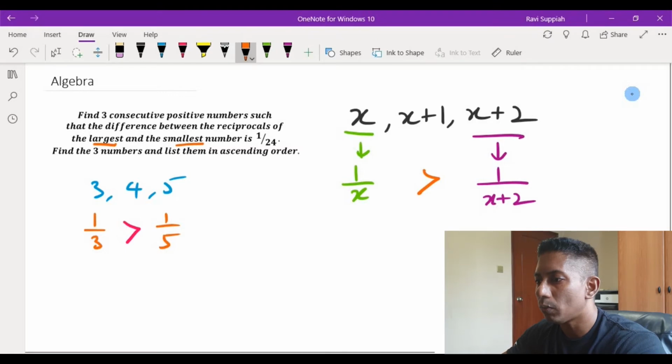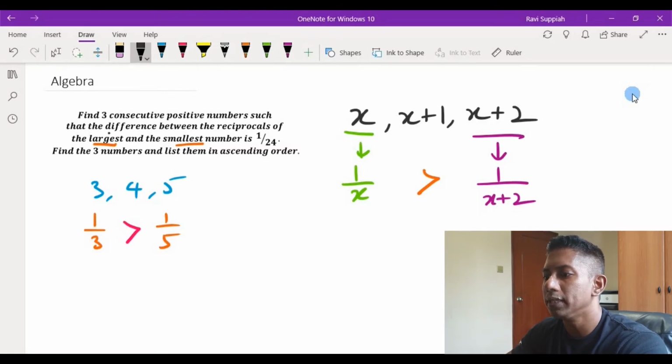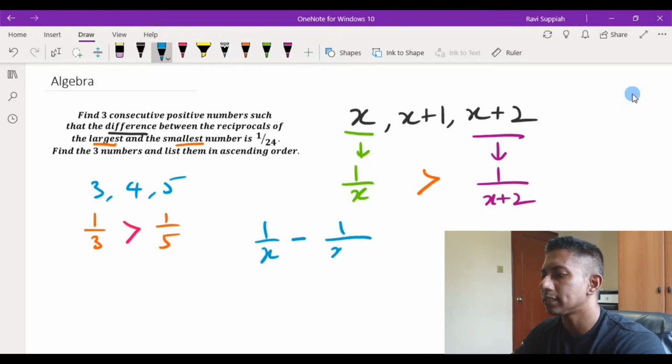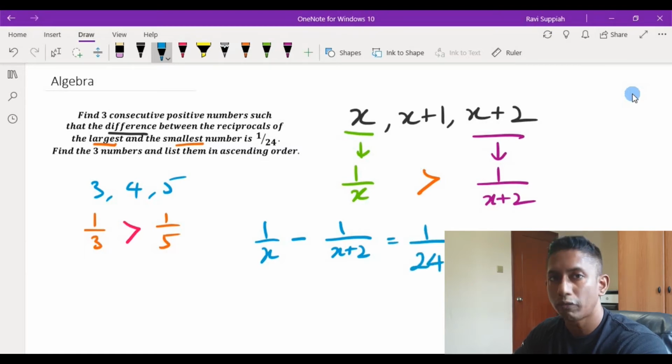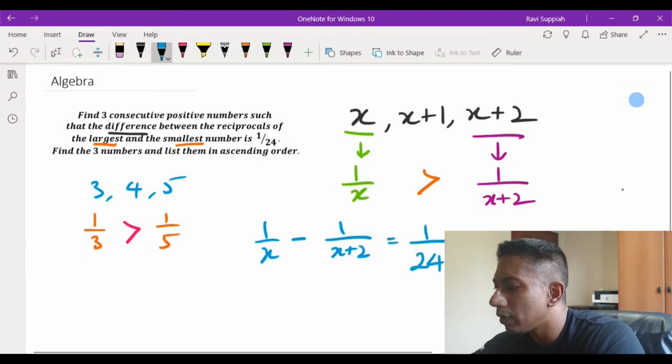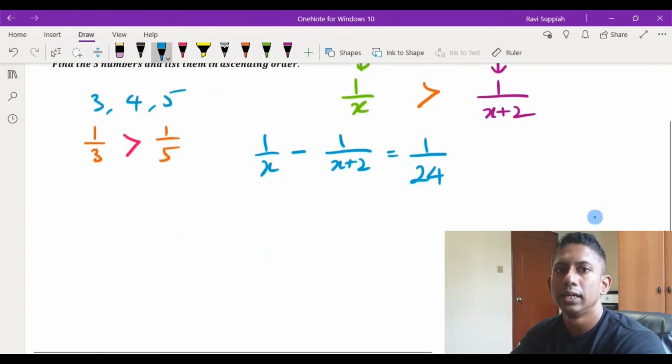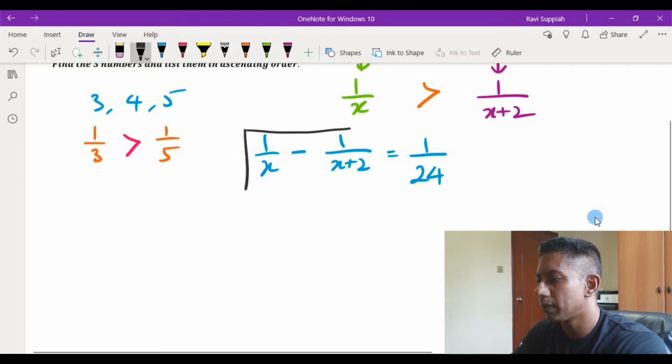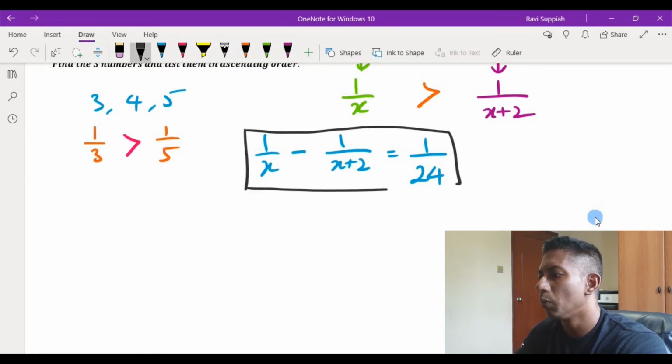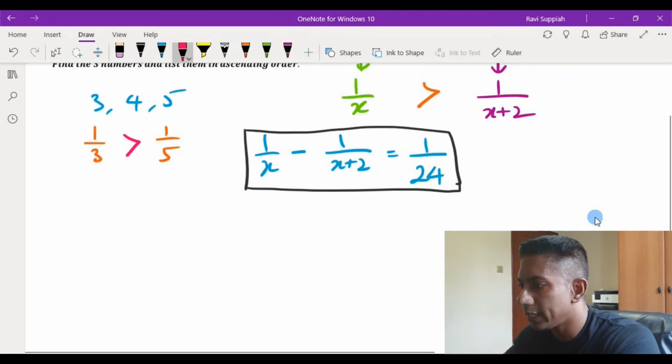So now we are going to compute the difference between them. The equation will be written as 1 over x minus 1 over x plus 2 equals 1 over 24. Now that you have come this far, the rest is your basic algebra. This is actually the most important step, coming up with this equation from the information that is given. Once you come up with this equation, the rest is basic algebra. So let's go ahead and solve this.